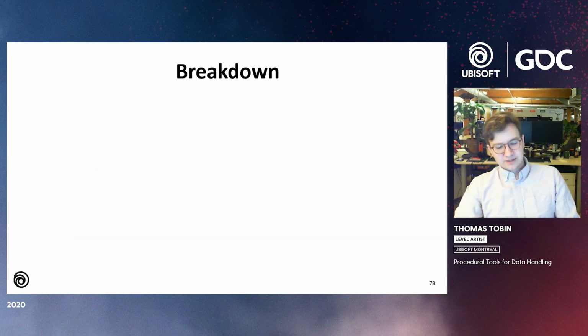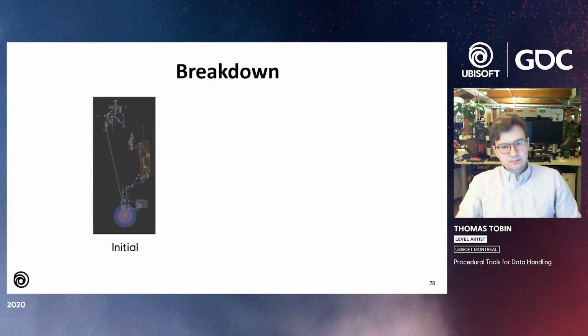So if we look at a breakdown of how I created this tool, the initial state of this tool looked like this. There were nodes all over the place. I was trying to figure out what works, what doesn't work, and try and find out the fundamentals of the tool. How can I actually use the polyreduce node in different ways and get a better outcome?